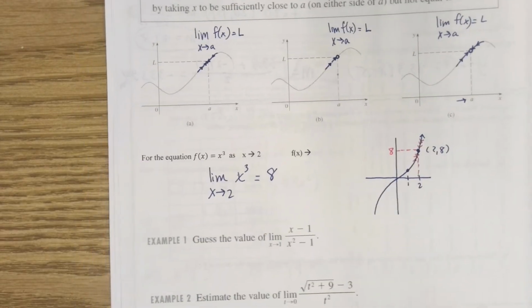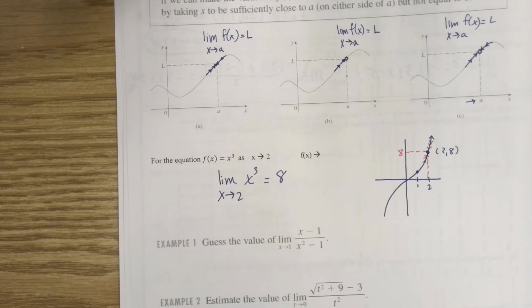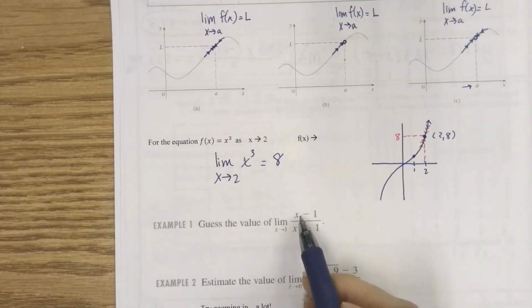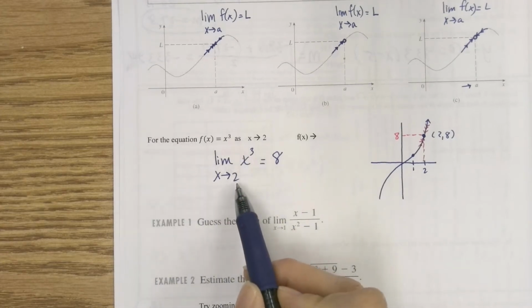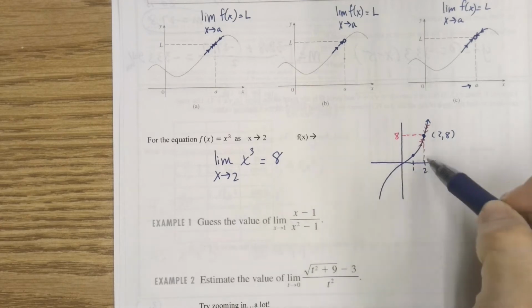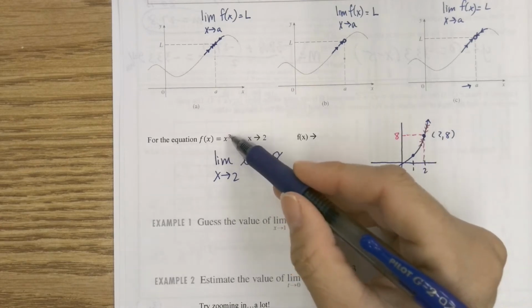All right, so let's take a look at example number 1. Guess the value of the limit as x approaches 1 of x minus 1 over x squared minus 1. Now, on the previous example, the easiest way to guess this limit is we could just plug 2 into our function. 2 cubed is 8.